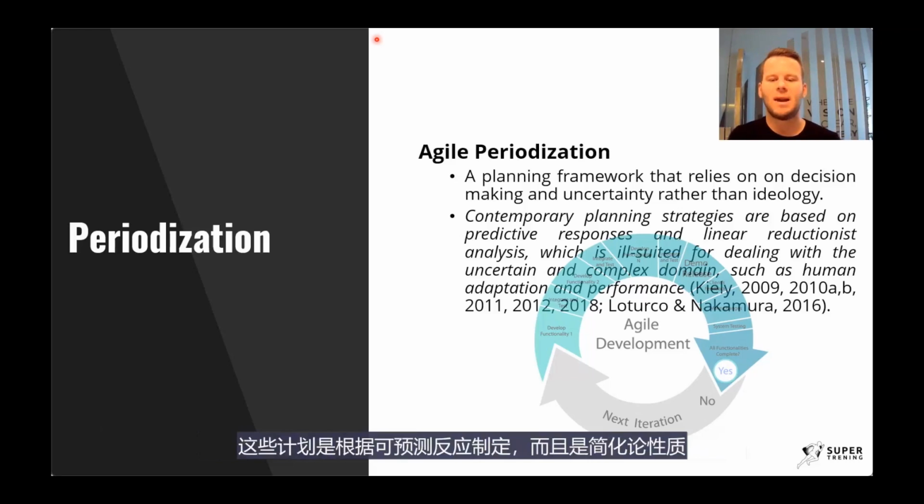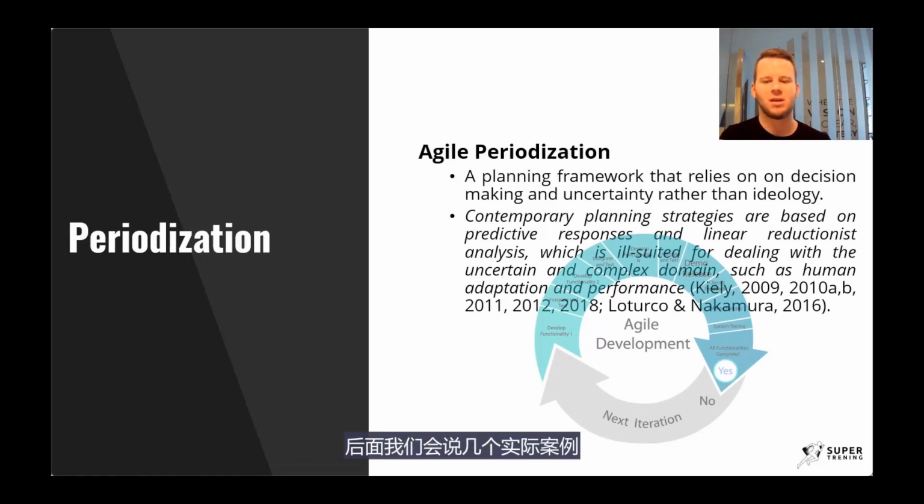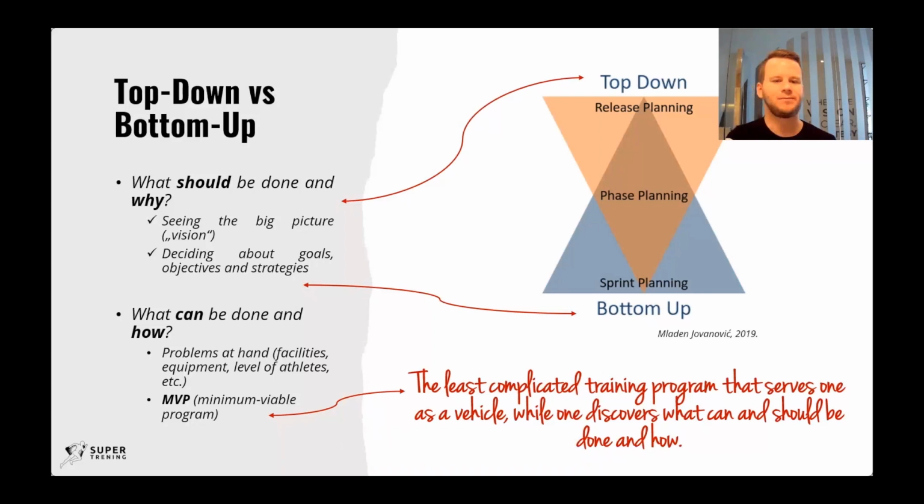Most of the current planning is based on predictive responses and linear reduction analysis, which just means you start with this phase, followed by that phase, followed by this phase, and ending the planning with this phase. Obviously there is a problem with that because we're dealing with uncertain and complex domains, such as human performance or human adaptation. We'll talk about more practical approaches or cases in the coming slides.